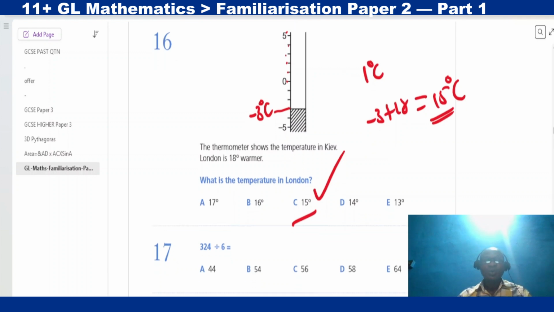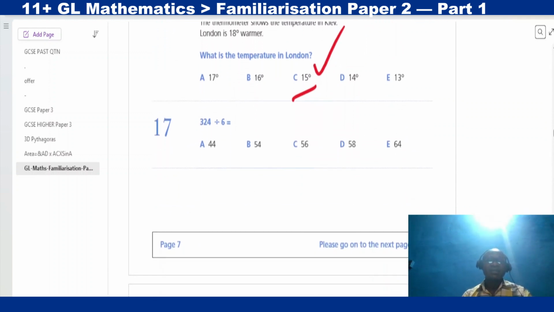All right. We move next to question number 17, and that is 324 divided by 6. Okay, 6 into 32, we go 5 times, remainder 2. Then 6 into 24, we go 4 times. That means 54 is the correct option.